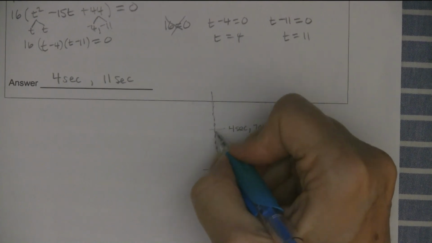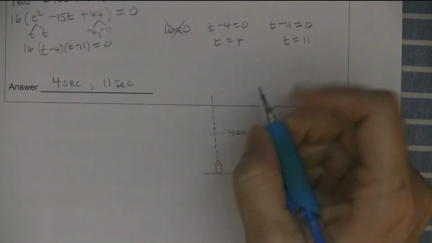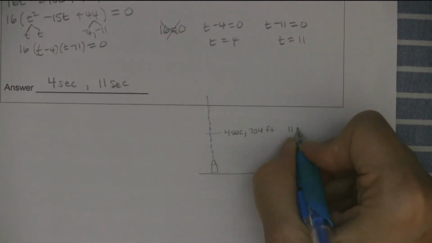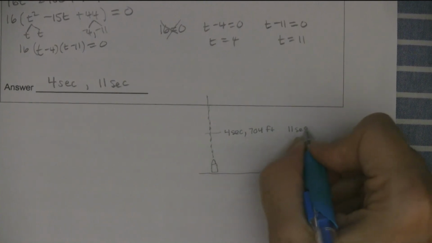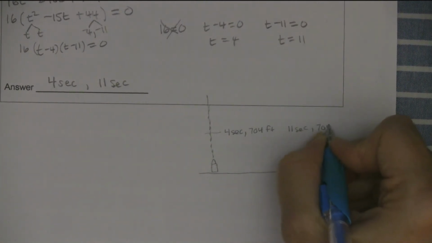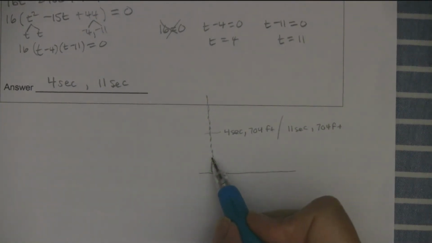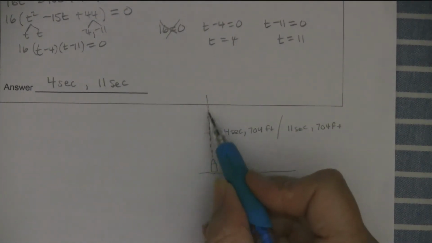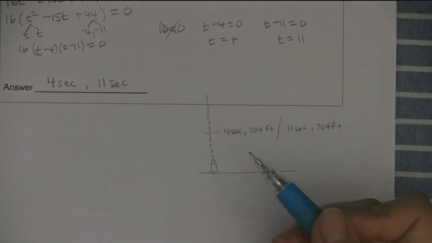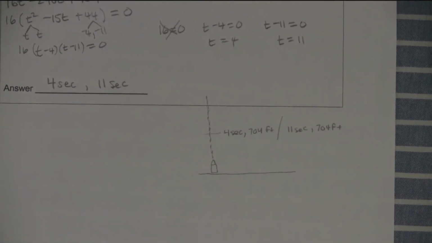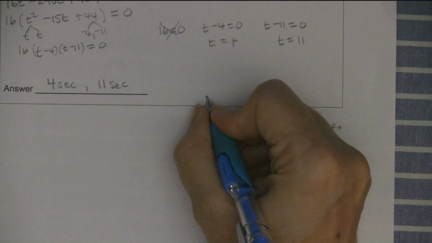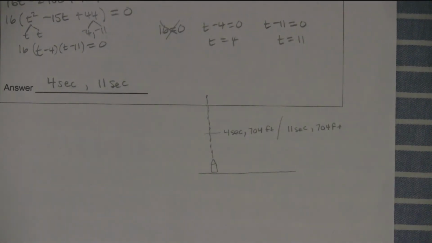And when it comes back down, it once again hits that spot at 11 seconds. It is at 704 feet again. In fact, all of the heights would happen twice, except for the very highest, which would only happen once, but all of the others would happen twice. And so anyway, that's the story there, and we did a lovely job.